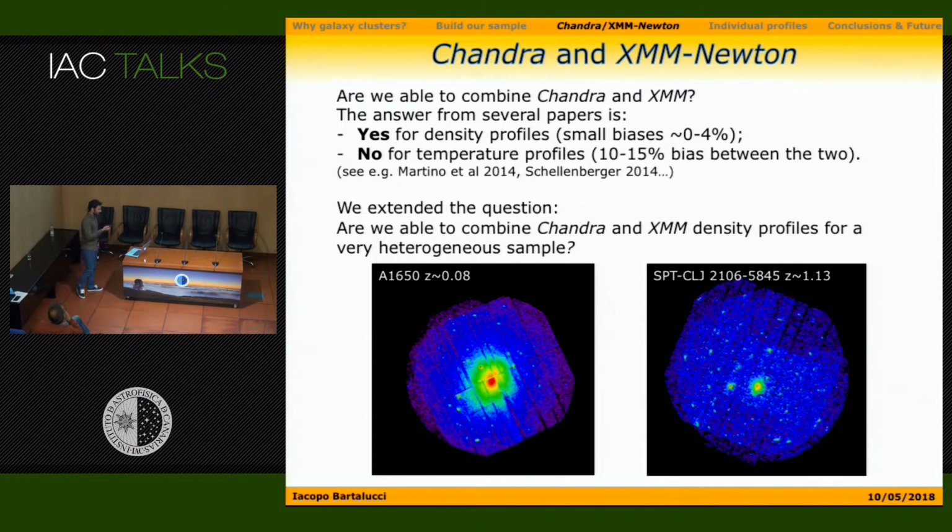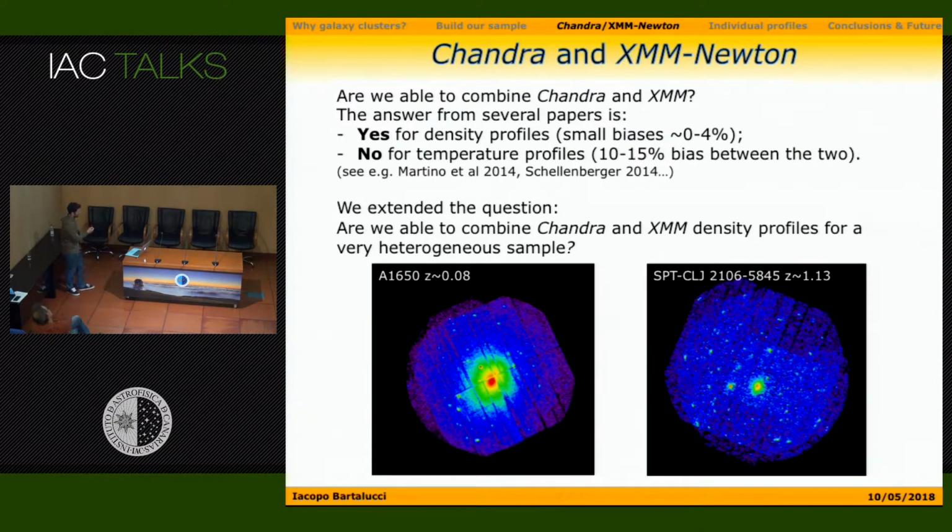Now, since we are looking at very high redshift clusters, we actually extended the question and asked ourselves: are we able to combine Chandra and XMM density profile and temperature profile?